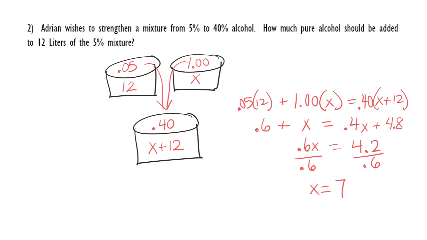Now think about what we found here. X is representing how much of this, which was the pure alcohol, which is the exact question, how much pure alcohol? So I need 7 liters of pure alcohol to make this happen. Okay, so then you have to try that same idea with your problem.